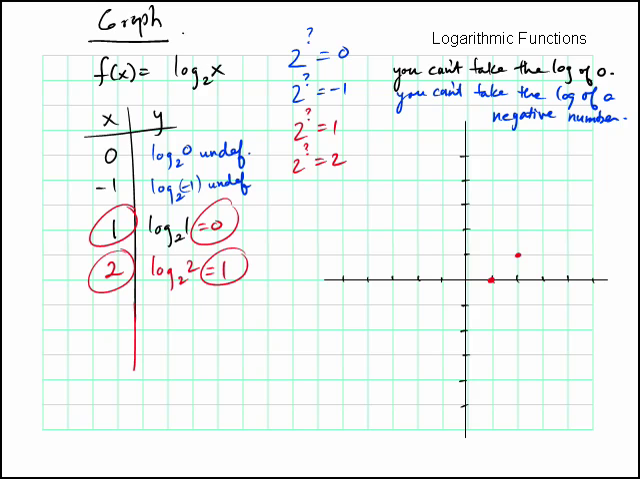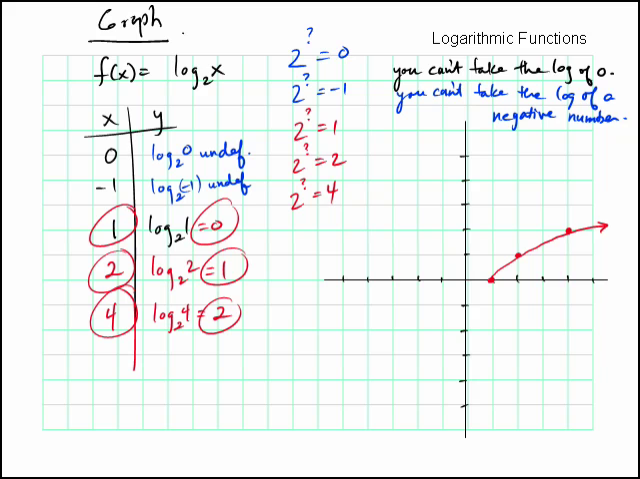I'd try 3, but then I need a decimal. I'm going to skip to 4. If x is 4, log base 2 of 4. 2 to what power gives me 4? And that is a 2. So my graph also goes through the ordered pair 4, 2, which is right there, 4, 2. And so it's curving up like this, and it is heading up, but very slowly.